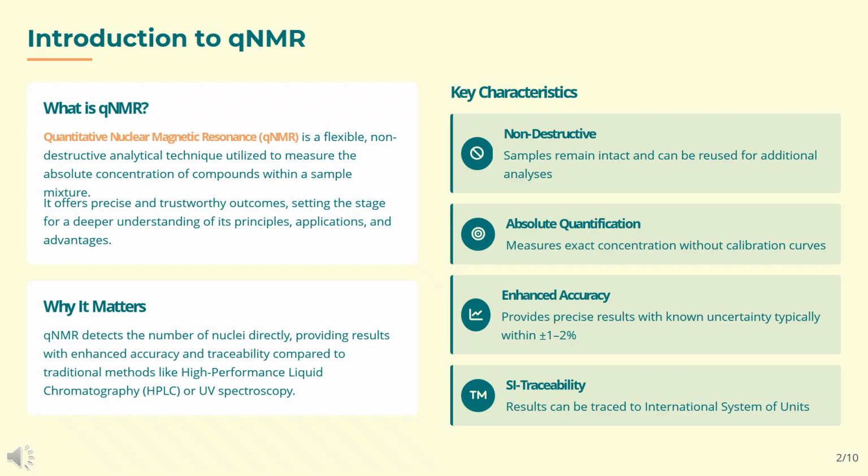qNMR is a flexible, non-destructive analytical technique. It allows scientists to measure the absolute concentration of compounds in a sample mixture without destroying it. Unlike traditional methods such as HPLC or UV spectroscopy, qNMR detects nuclei directly, giving you precise, reliable results with traceability to international standards. Why does this matter?